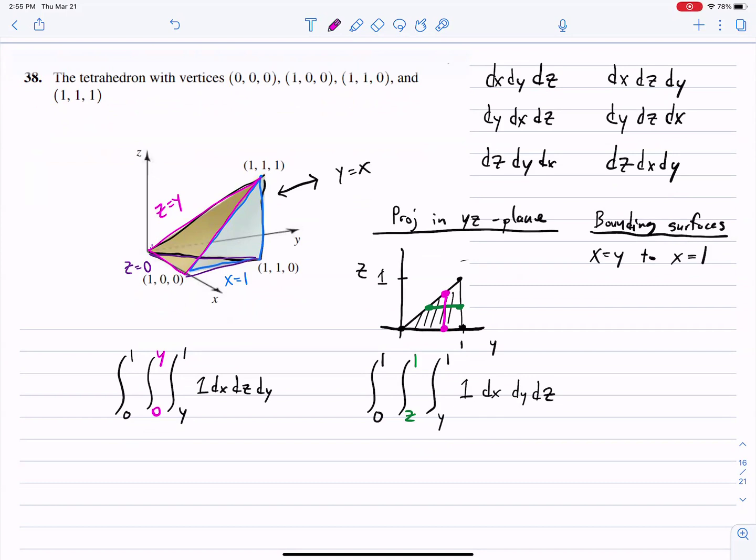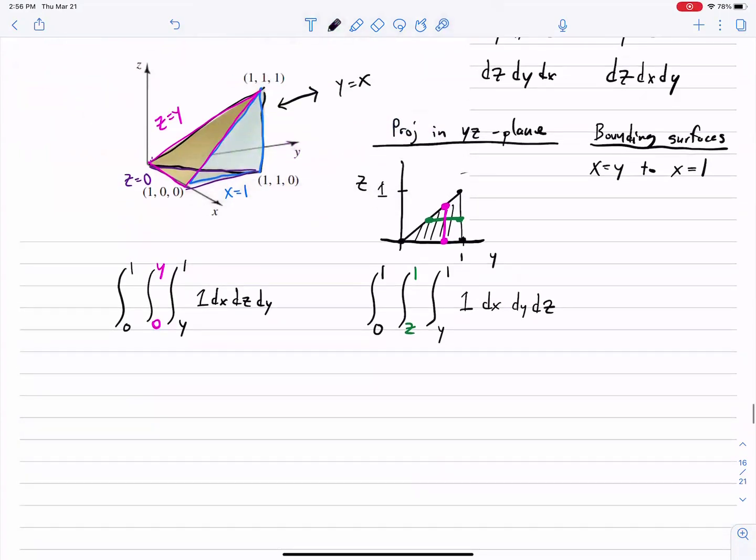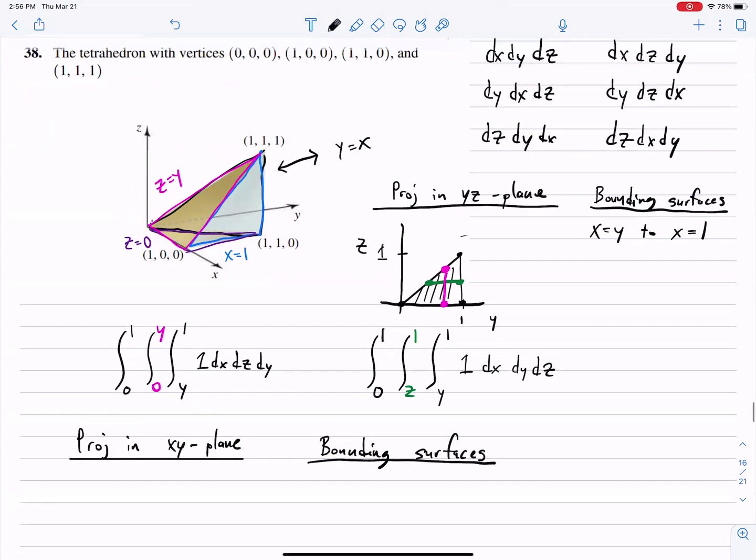We can do the exact same argument for every projection. And so now let's do the projection in the XY plane. And then our bounding surfaces. If we project this guy into the XY plane, what are our bounding surfaces going to be? What type of surfaces? If we're projecting down into the XY plane, then what variable should our surfaces be? Z. They should be Z.